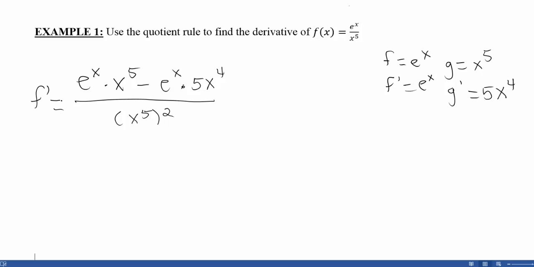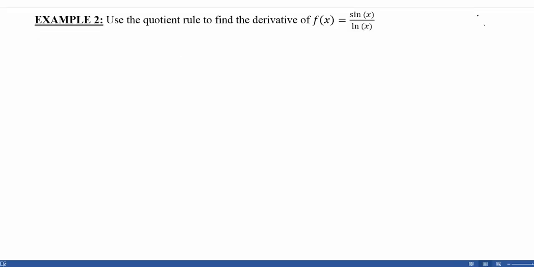Let's try another. Example 2. Use the quotient rule to find the derivative of f of x equals sine x over the natural log of x. So again, my f is always the function on top, which here is sine of x. My g is always the function on the bottom, which is the natural log of x.